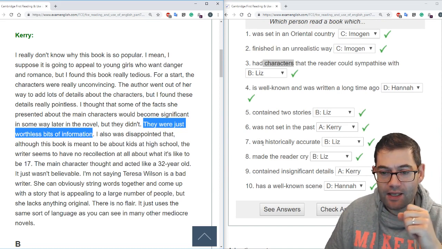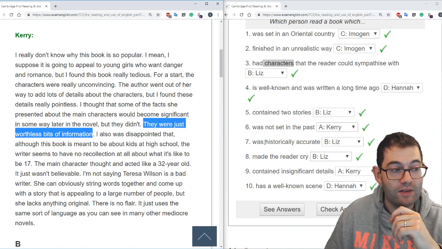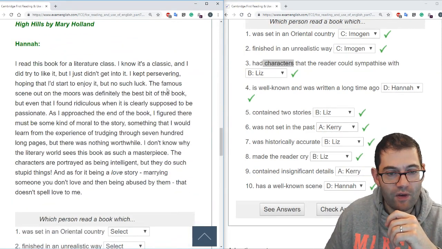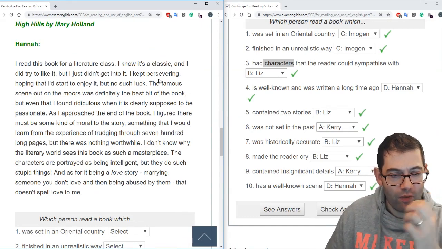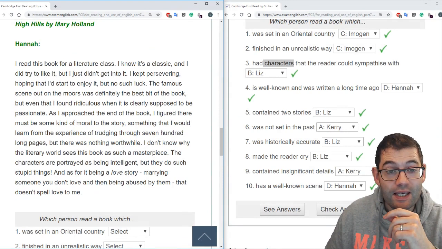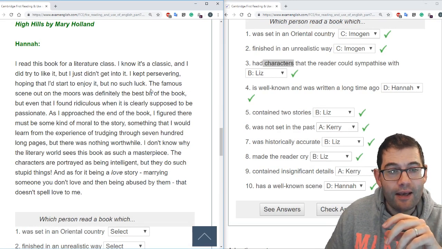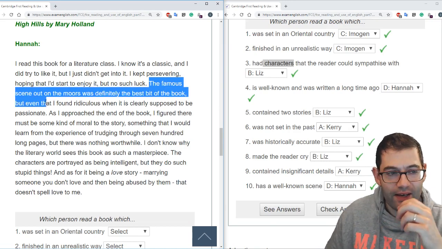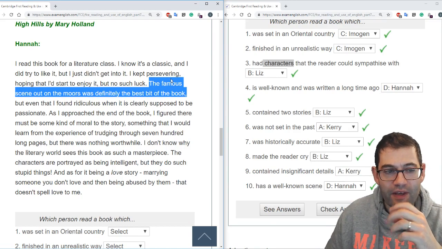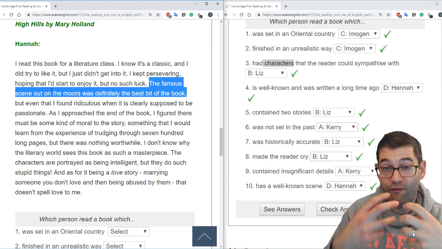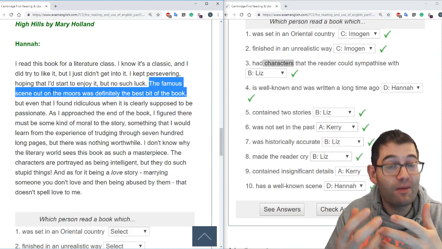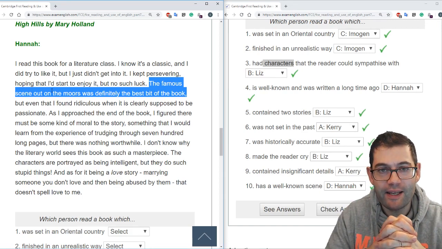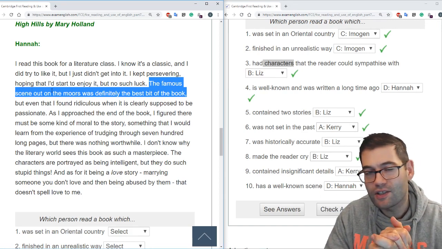For question number 10, the last question, which person read a book which had a well-known scene? It's D, it's Hannah. And let's see if we can find this vocabulary that suggests a well-known scene. And we can see the vocabulary link here. The famous scene set out on the moors was definitely the best bit of the book. So this famous scene, if something is famous, by definition it must be well known, otherwise it wouldn't be famous, and that gives us our vocabulary link to tell us that D is the answer to question number 10.